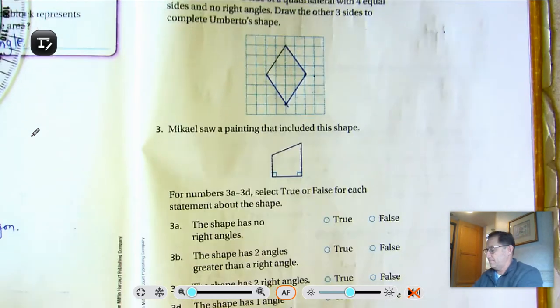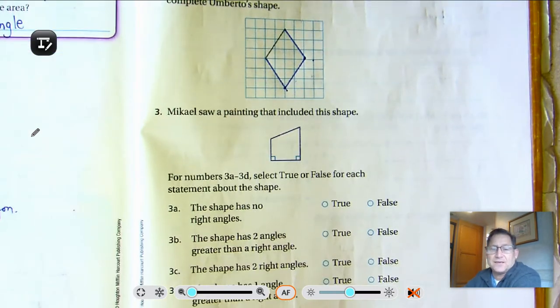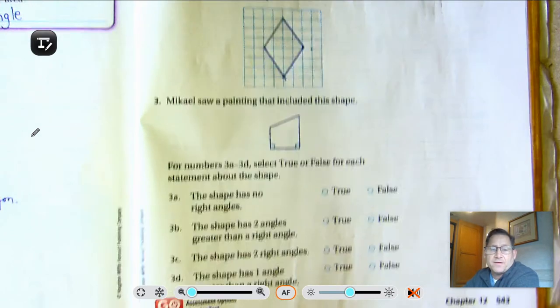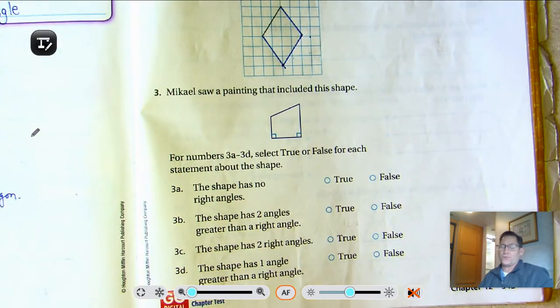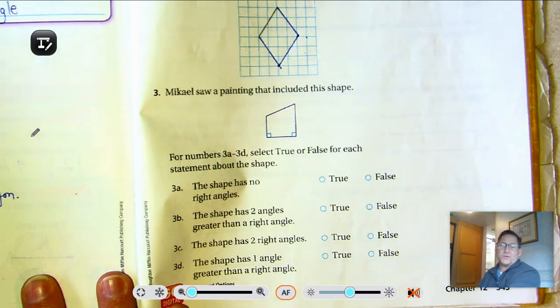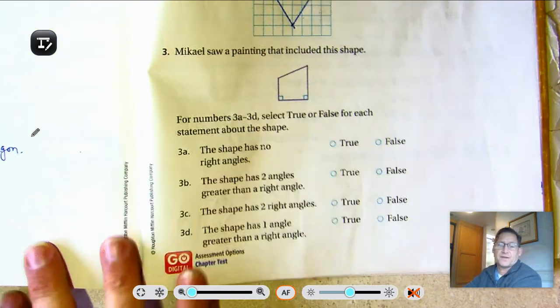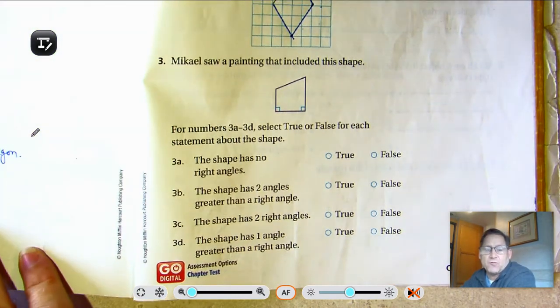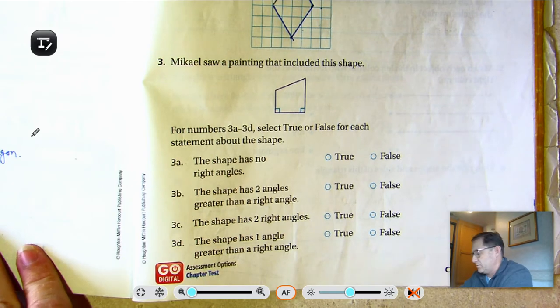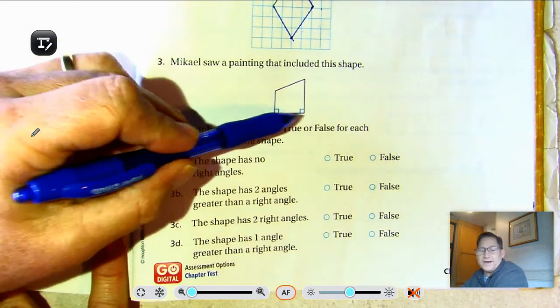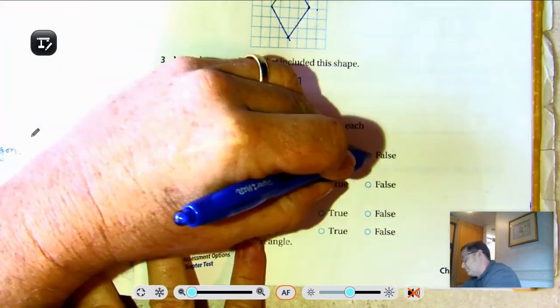Okay, number 3, Mikhail saw a painting that included this shape. For numbers 3a through 3d, select true or false for each statement about the shape. 3a, the shape has no right angles. Well, that's not true. It's telling me that there's 2 right angles, so false.